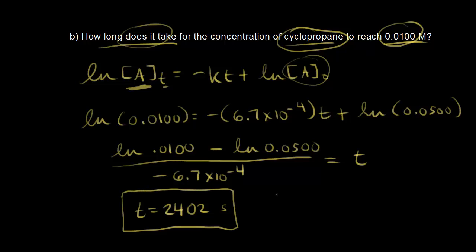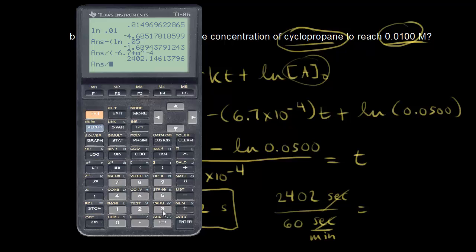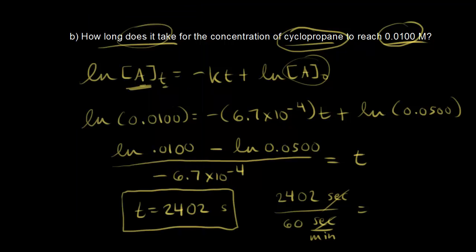So how many minutes is that? Well, 2,402 seconds. If we divide by a conversion factor, this would be 60 seconds in every minute. So seconds would cancel out. We get 1 over minutes, and so that gives us minutes, of course. You could do that in your head, but I'll go ahead and do it on the calculator just to show you. Let's divide it by 60. Obviously, we're going to get pretty close to 40. So approximately 40 minutes is how long it would take to reach a final concentration of 0.01 molar.